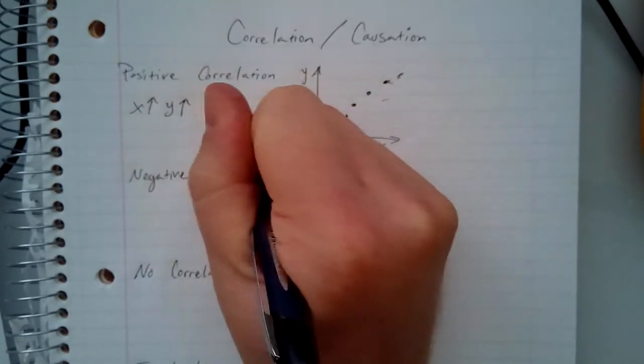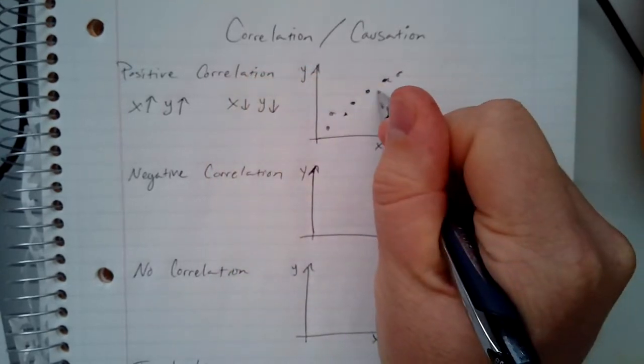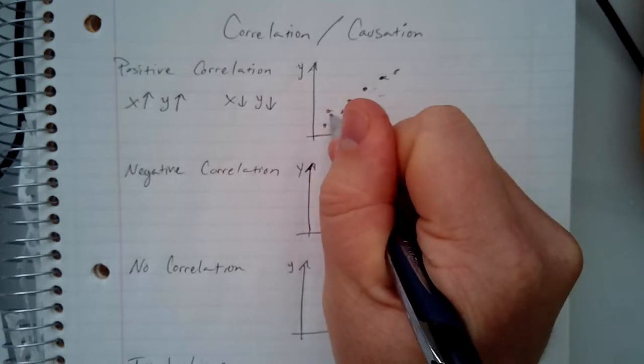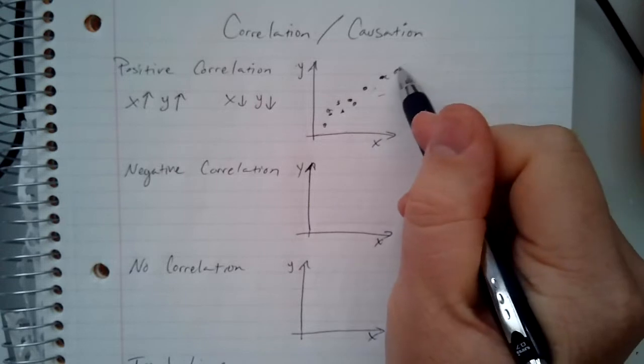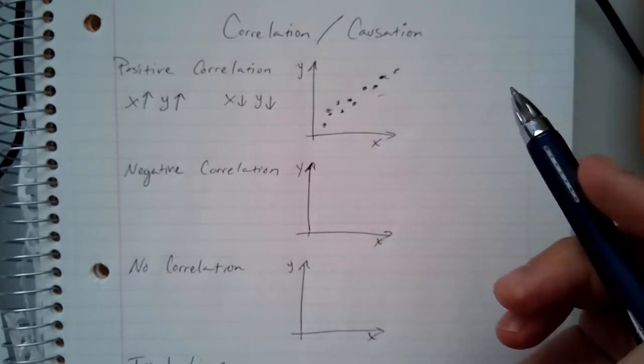Another way we could have that is when X decreases, Y also decreases. So when I start here, my X decreases and my Y decreases. I get more dots on this line, okay? If I pick any point, my X decreases, my Y also decreases. That's still a positive correlation.